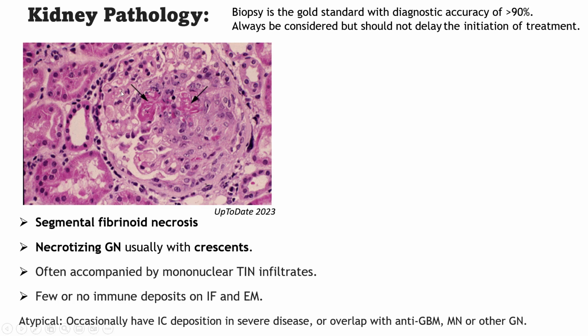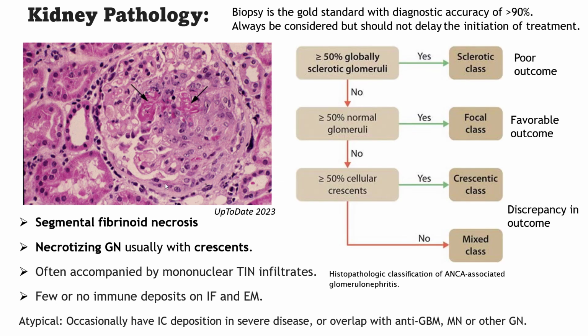The classic presentation of ANCA-associated vasculitis is segmental fibrinoid necrosis, here is the fibrin, and necrotizing glomerulonephritis, usually with crescents. So it could be non-proliferative, but it is necrotizing glomerulonephritis, and you can see it is crescentic here. And this is often accompanied by tubulo-interstitial inflammation or infiltration, and in the immunofluorescence and electron microscopy there would be few or no immune deposits. Occasionally it can have immune complex deposition, but in rare cases, or it could have overlap with anti-GBM, with membranous nephropathy, or with any other glomerulonephritis.